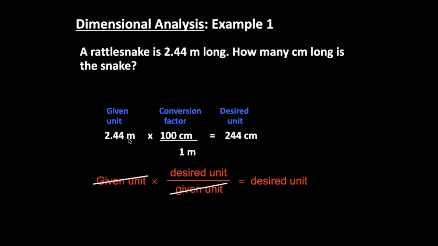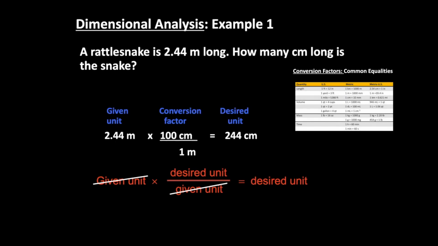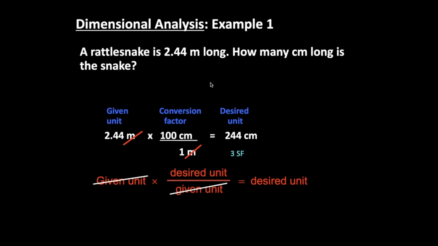So you start with meters. I would write 2.44 meters down. And then the times symbol. Then you pick a conversion factor so that the given unit cancels out, leaving the desired unit. So in 1 meter, there's 100 centimeters. Meters cancel, leaving centimeters in the end. You multiply, you get 244 centimeters. And then make sure that's the unit you want.